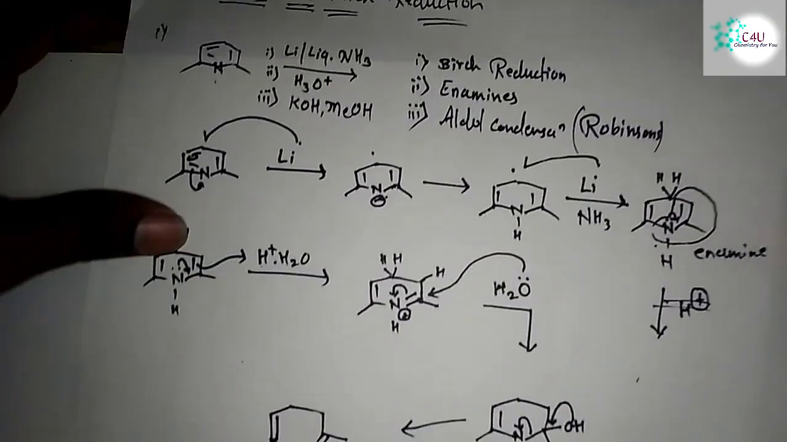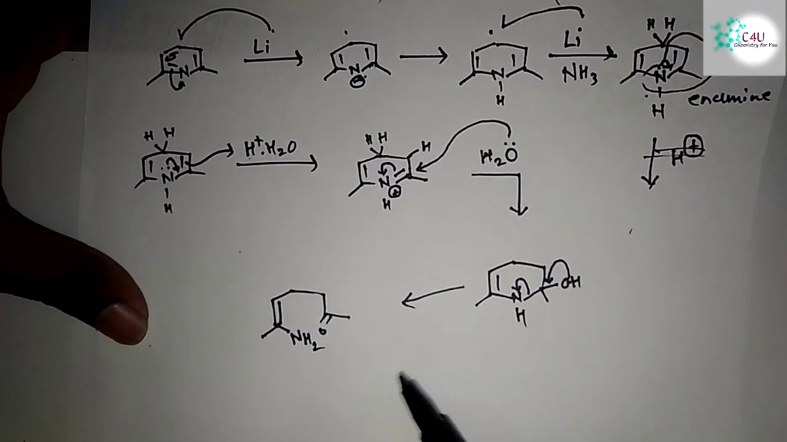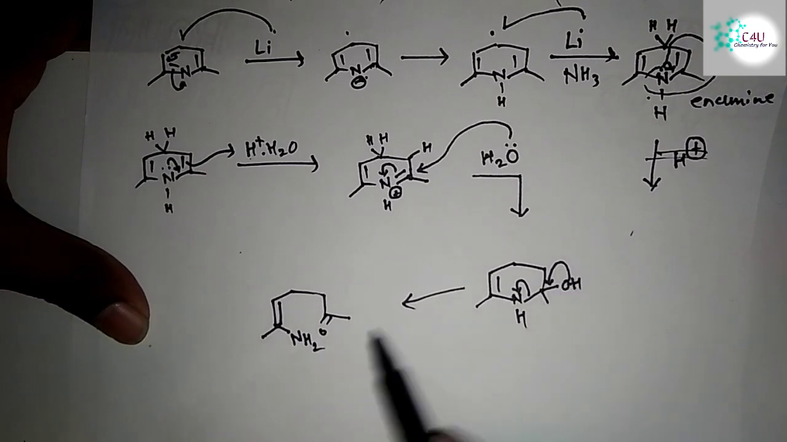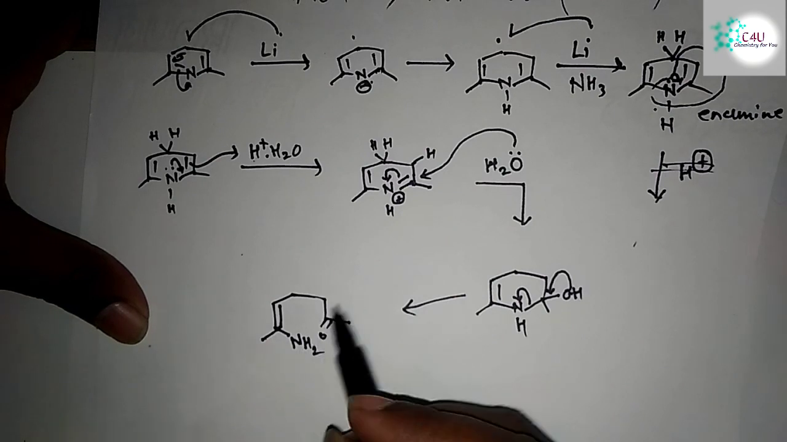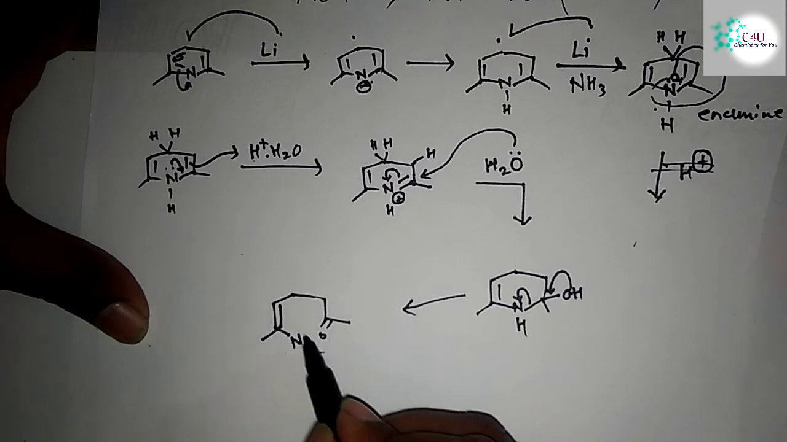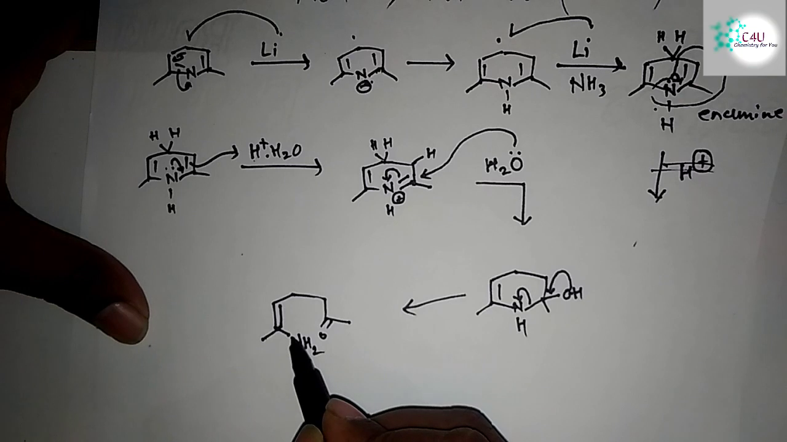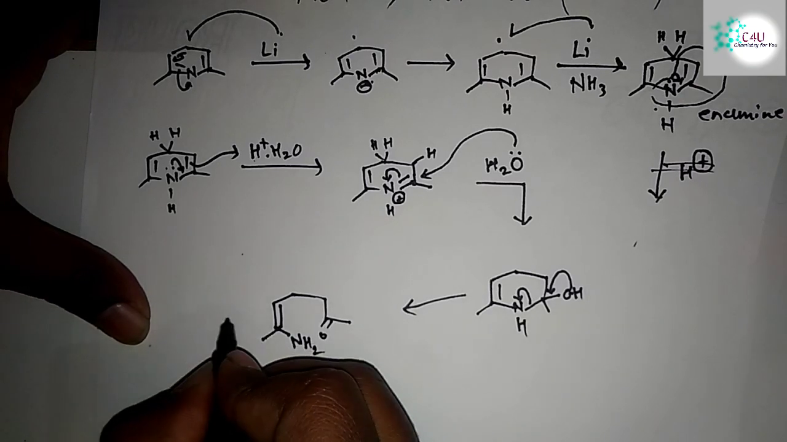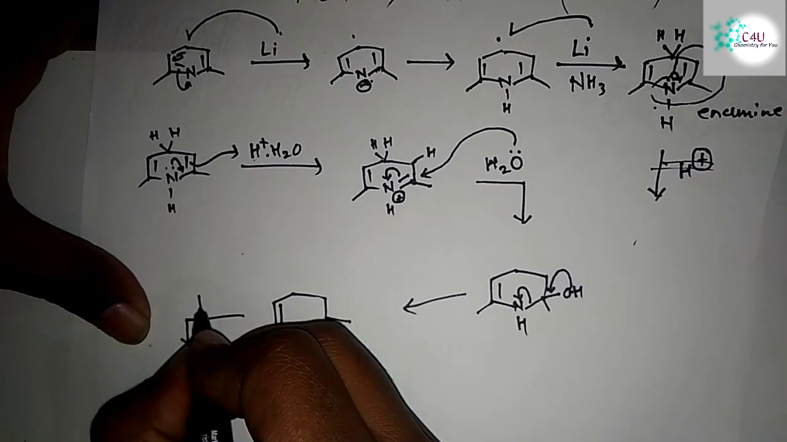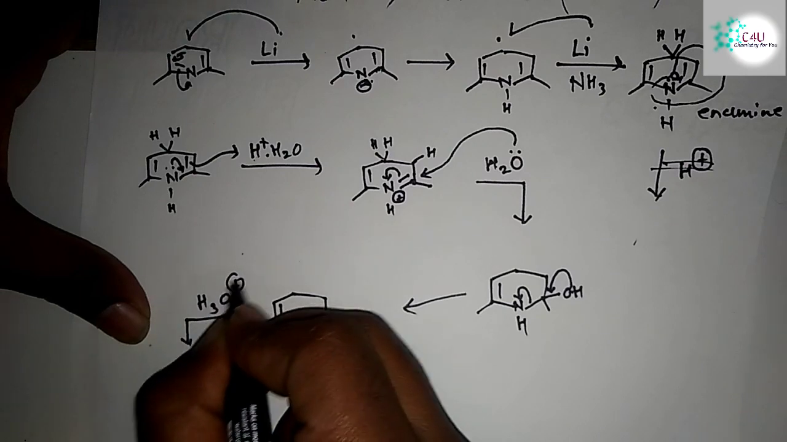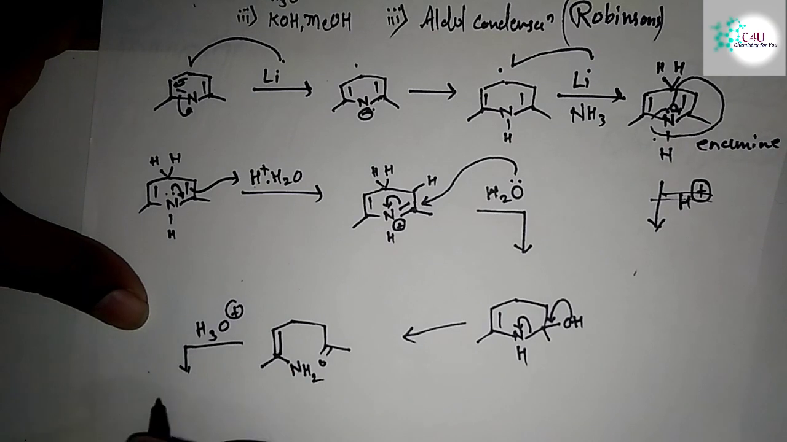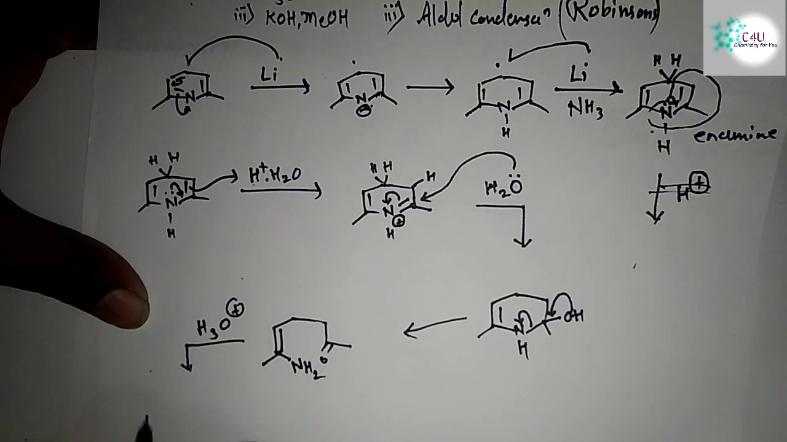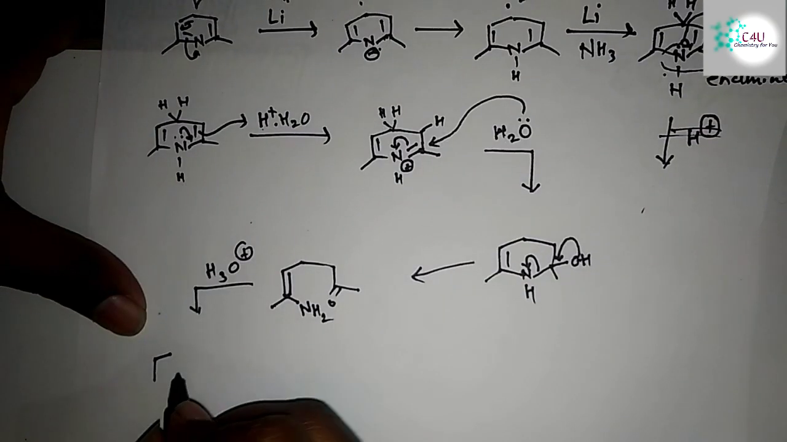Here, sorry, this goes like this one. Here also an enamine is present, so the same reaction will take place with H3O+. Now I'll not write all these steps again, you can do it yourself. I'll just write the final product, which would look like this.